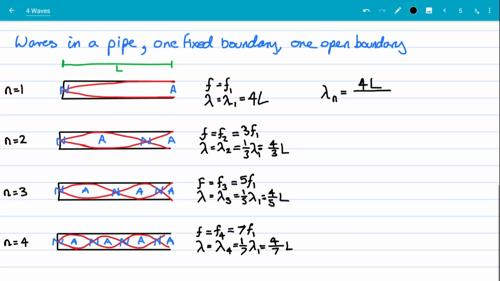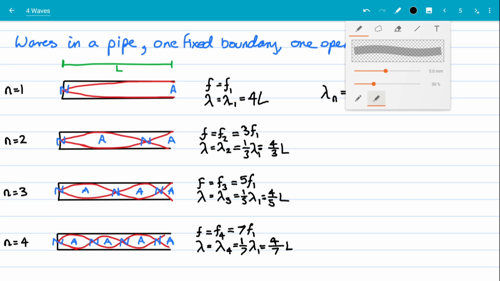And what is that number? Well, for the first harmonic it's 1, for the next harmonic it's 3, for the next harmonic it's 5, and so on. So it's going to be n times 2 minus 1. 2n minus 1. Let's just test it. When n equals 1, 2n is 2, minus 1 is 1, 4 over 1 is 4, 4L, which is what we get. Take the highlighter pen out while we rattle through the next bunch.